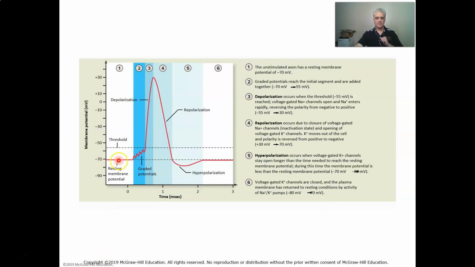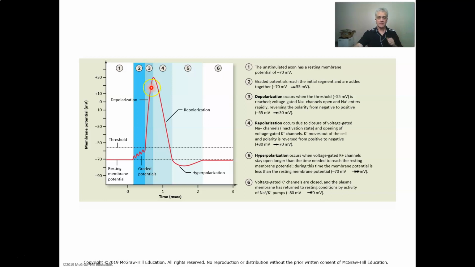Here we are, negative 70 millivolts. This is just another way of looking at it. Resting membrane potential. You get graded potentials. Graded potentials can get you closer to that negative 55 magic number. But if they don't make it there, well, then you're destined to fail. You're not going to get an action potential. But if we get enough graded potentials, or enough addition of those potentials, what do we get? We make it to negative 55, boom, then we get depolarization.